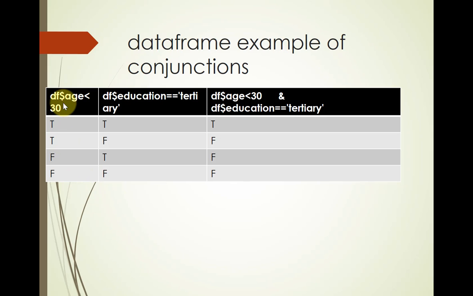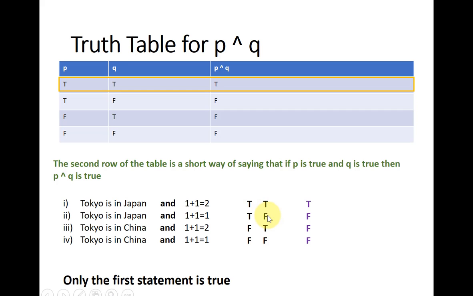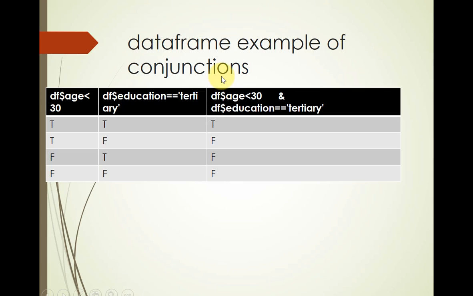So we have one statement, another statement, and the conjunction. Just like before, we had one statement, another statement, and the conjunction. Here we have one statement, df age is less than 30. Another statement, df education equals tertiary. And what happens when they're both true? Then this is true. When one of them is false, then the compound is false. When they're both false, of course, the compound statement is false.